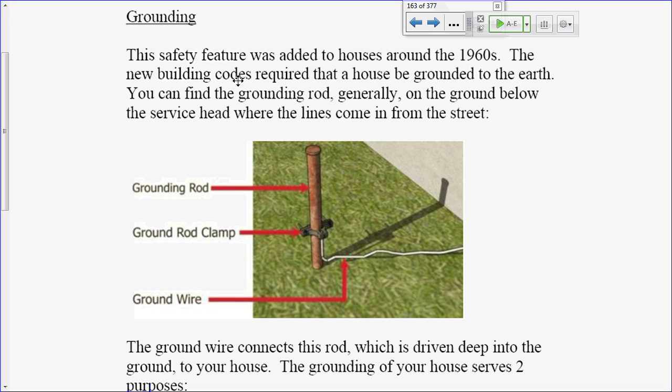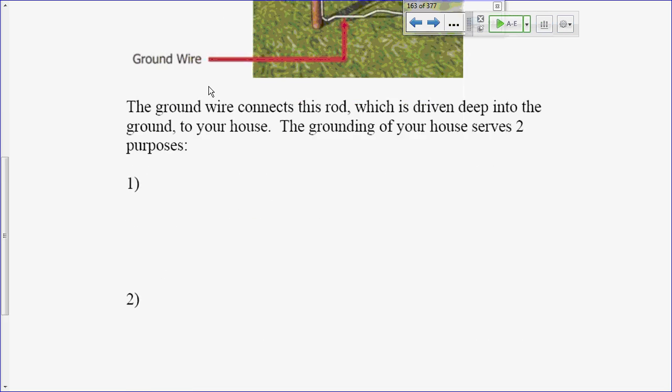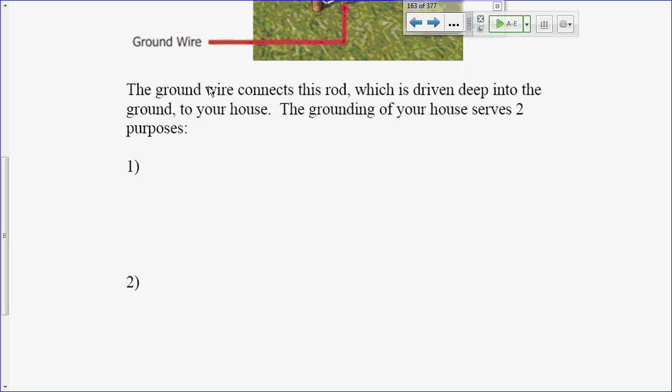Now, when we have grounding of our outlets, it's like these, this third prong on your outlet, the sort of oval-looking thing. It connects that prong directly to this grounding rod. So you have a direct path to the ground. It serves two purposes. The first is to protect you from faulty devices. I'll show you how that works in just a second.